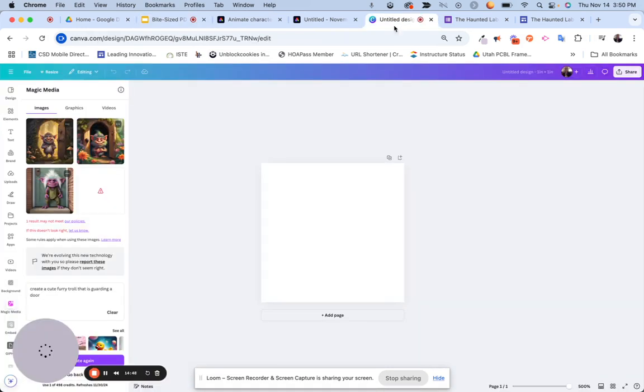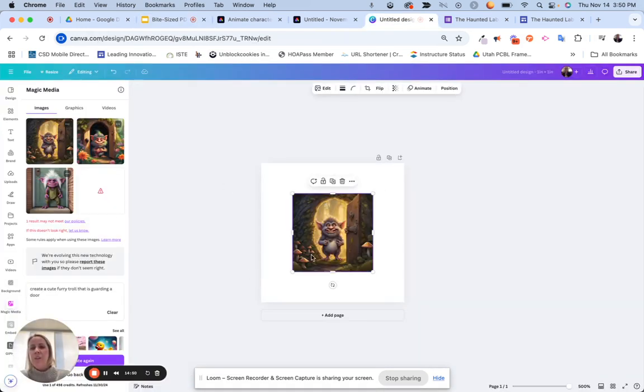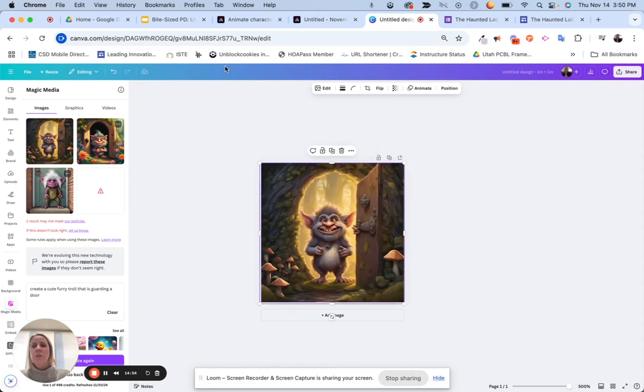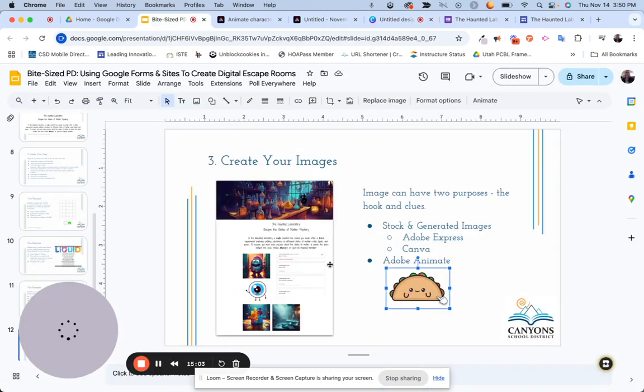So let's go back to Canva. So you can see Canva created an image as well. I've actually been using Adobe Express's generate image more than Canva's, but you'll see where they do very much the same thing.